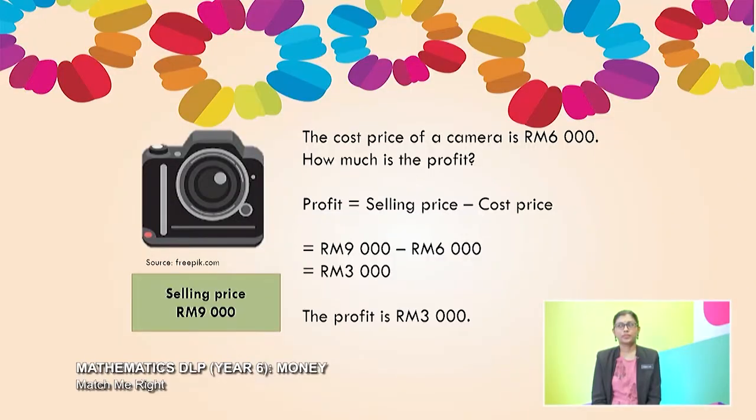Now, you see there, the cost price of a camera is 6,000. Okay, how much is the profit? So to find the profit, we have to minus the cost price from the selling price. Here we have the formula. Okay. So can you see it on the screen? Yes. So how much is the profit? The profit is 3,000 ringgit, after you minus the cost price, right? Yes, correct.